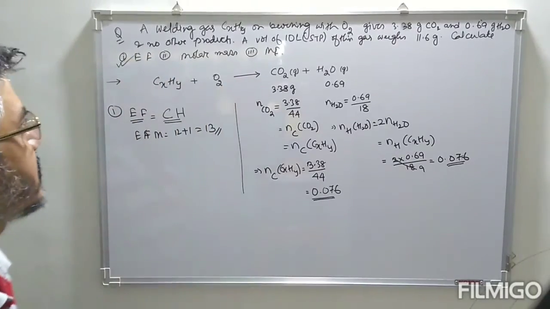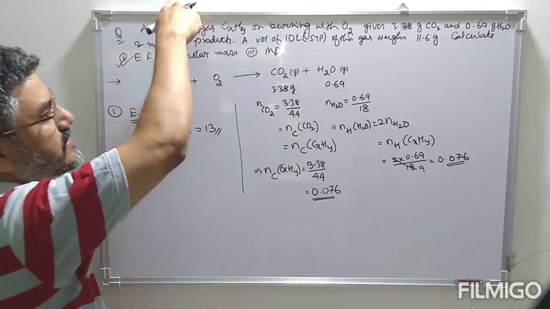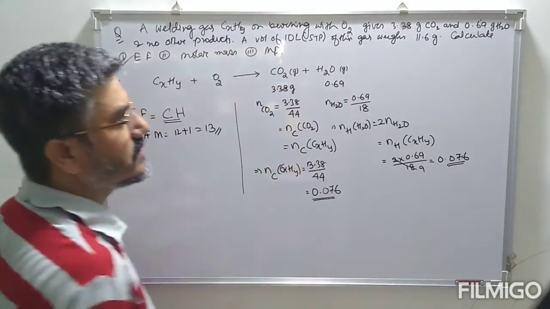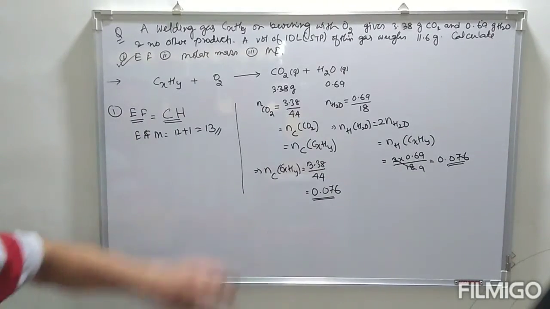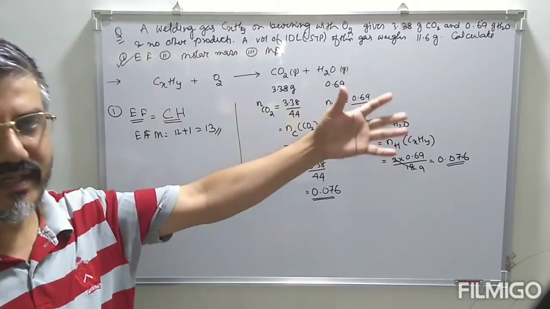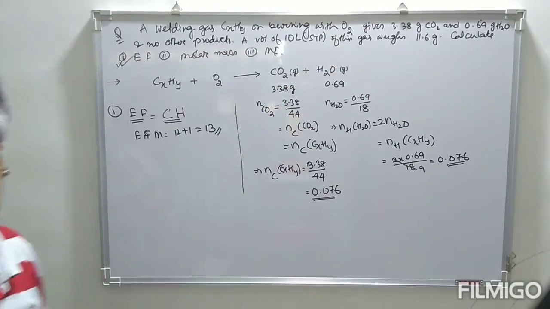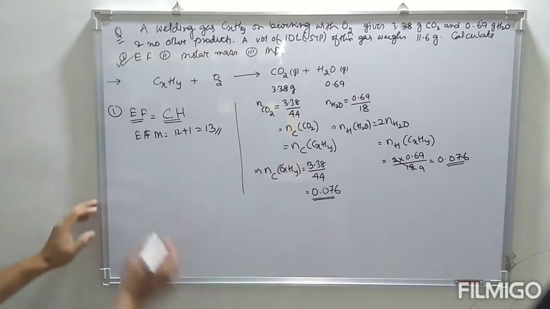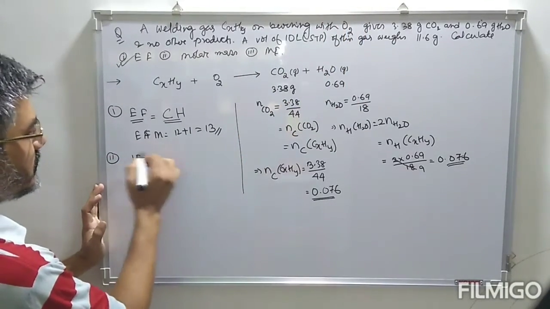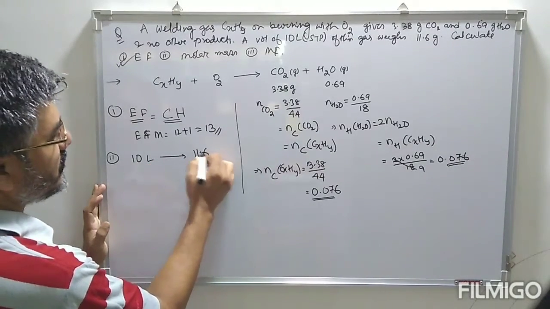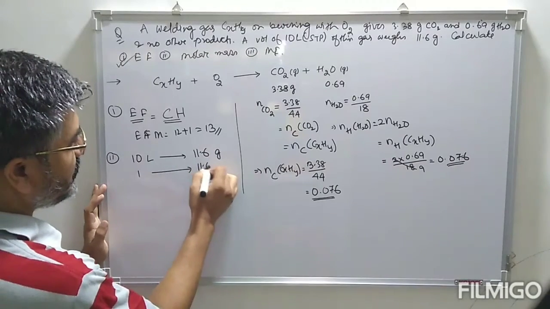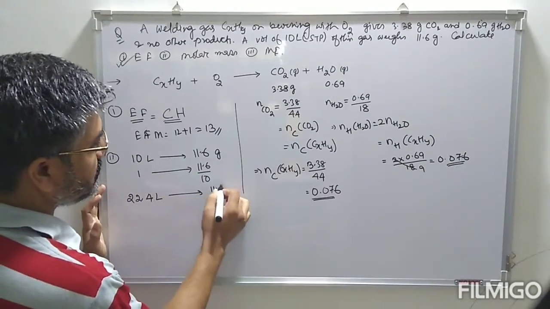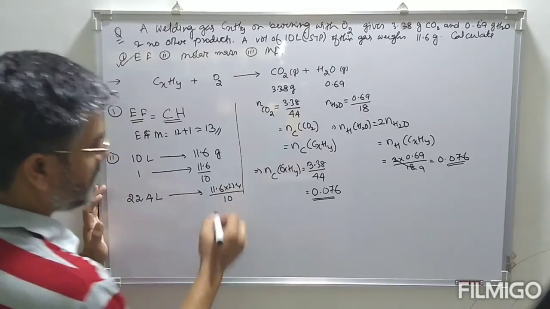So we have the empirical formula. Now the second one is molar mass. We have a gas. This gas at STP, 10 liter of this gas weighs 11.6 grams. So 1 mole of any gas at STP will always occupy 22.4 liters. So we have to find the mass corresponding to 22.4 liters. So look at this, 10 liter weighs 11.6 gram. So 1 liter will weigh 11.6 divided by 10. So 22.4 liter will weigh 11.6 into 22.4 divided by 10.